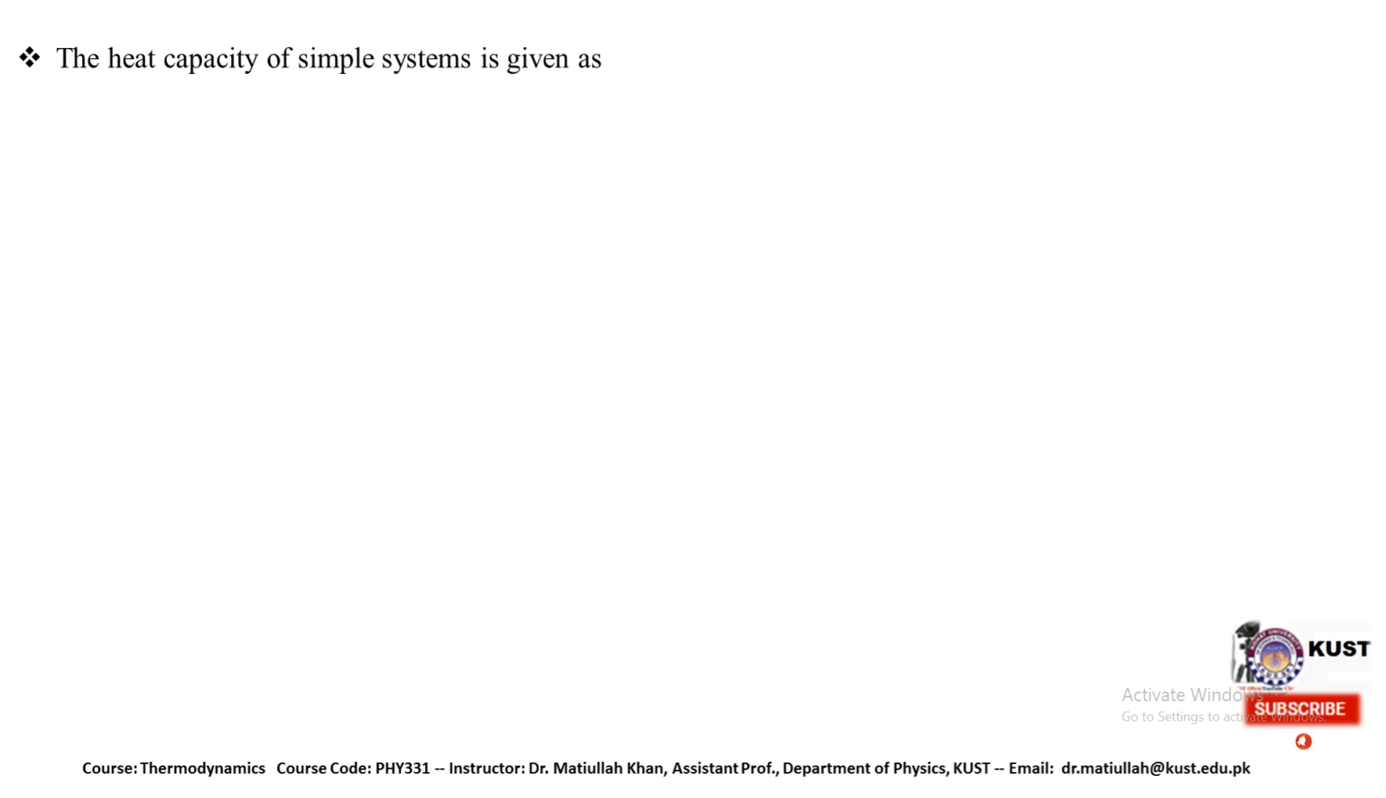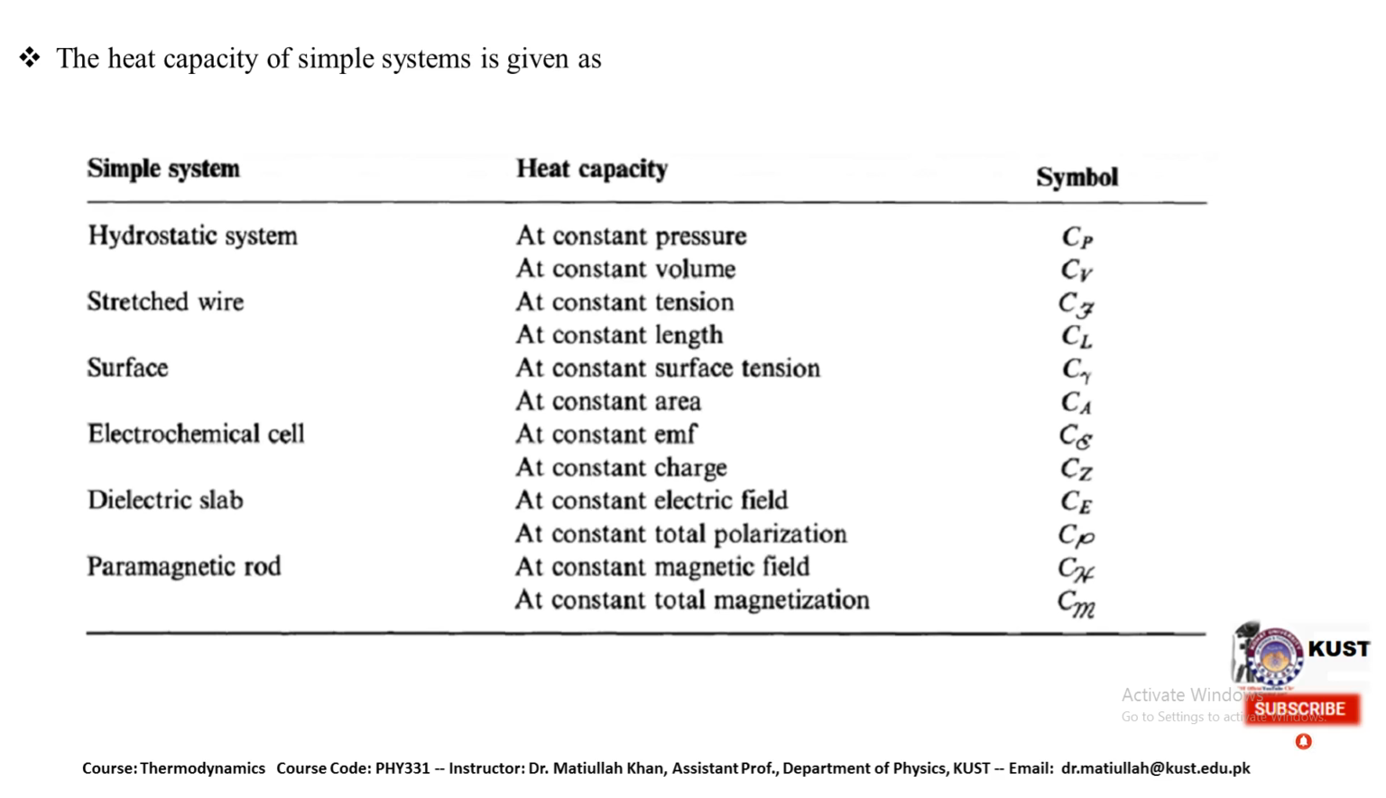So this is something about the heat capacity at constant pressure and at constant volume. If we have some general system, how can we calculate the heat capacity of that particular system, and what are the notations for that? We have different general systems, that is 1 dimensional, 2 dimensional, or 3 dimensional, and for each particular case we can calculate the magnitude or the symbolic representation of heat capacity. For example, if we consider a hydrostatic system, then the heat capacity at constant pressure is represented by Cp, while in case of constant volume the heat capacity is represented by Cv.